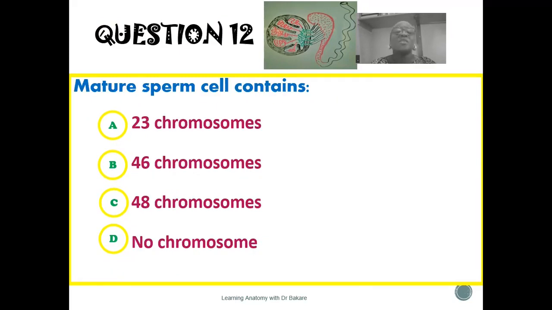Then the last question, which reads that the mature sperm cell contains what? The mature sperm cell is seen to contain 23 chromosomes. This is the haploid number of chromosomes that will unite with another haploid number of chromosomes from the female sex gametes to form a complete 46 chromosomes.